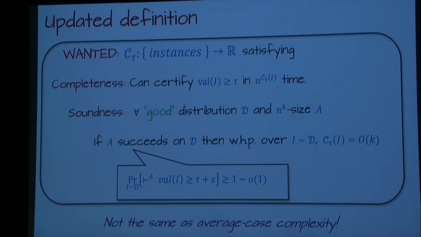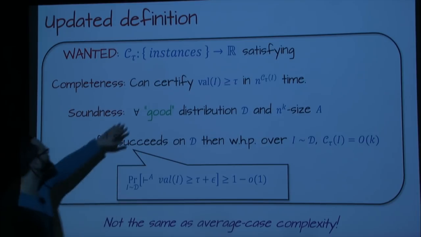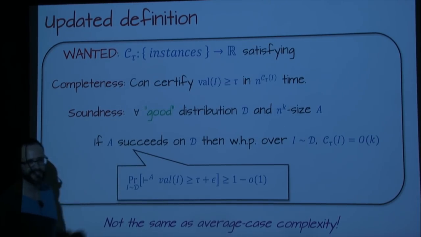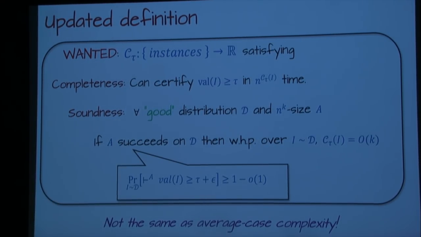And it's not the same as average case complexity, because we do want this for all good distributions. And the main thing is, if our notion of good distribution is only that the uniform distribution is good, then it is the same as average case complexity.